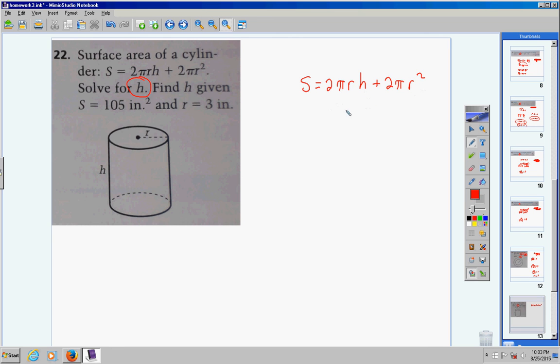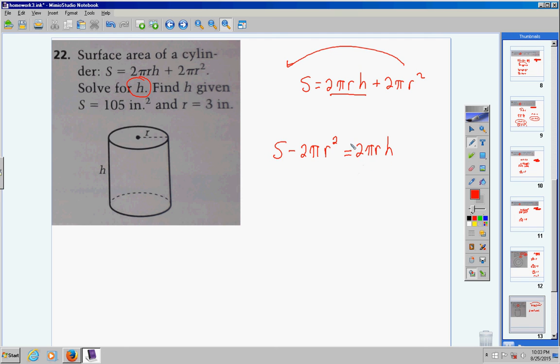Step 2, eliminate fractions and decimals. There are none. Step 3, we're solving for h. So underline all of your h terms. There it is. Move all the other terms to the other side. So s minus 2 pi r squared equals 2 pi r h. Simplify both sides, nothing I can do. Divide both sides by 2 pi r.